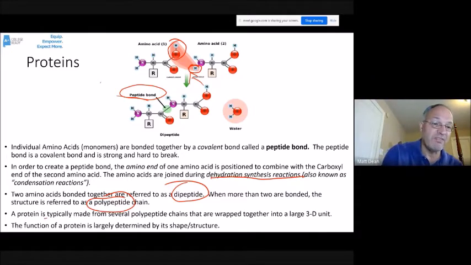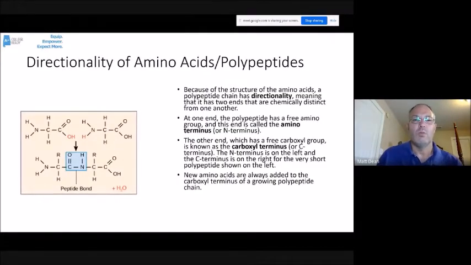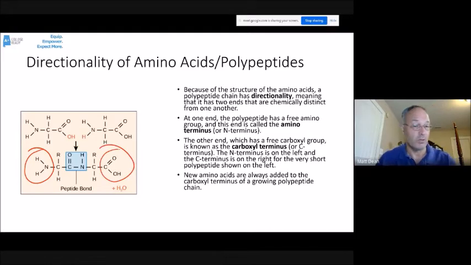Once again, remember that the function of a protein is determined mostly by its shape or its structure. So how those proteins fold up is critical to their function. We also talk about the directionality of amino acids or proteins. Because of the structure of an amino acid, a polypeptide chain has directionality. It has two chemically distinct ends. One of the ends is an amino group. The other end of the chain always ends in a carboxyl group.